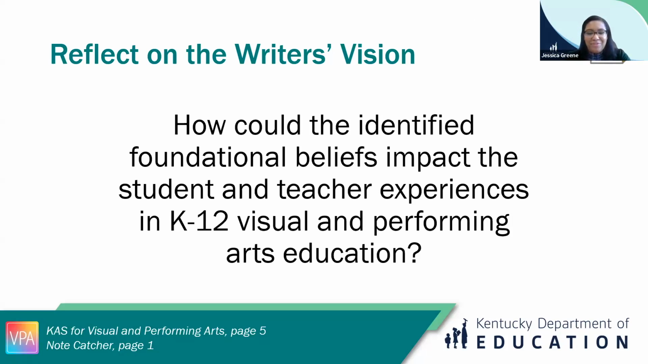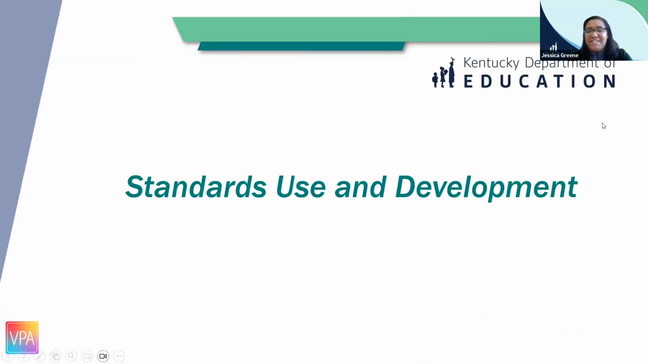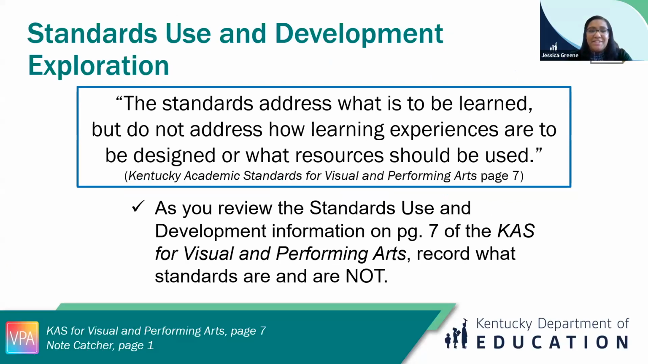All right, as you wrap up your final thoughts on this reflection question, we're going to move into the next section, which is the standards use and development. This is where we address some of the misconceptions about the standards. As you may well know, Kentucky is a local control state, which means decisions on curriculum are decided at the local level, whether that be district or school. And that final decision is really in the hands of the superintendent.